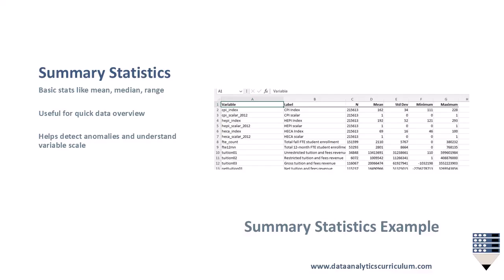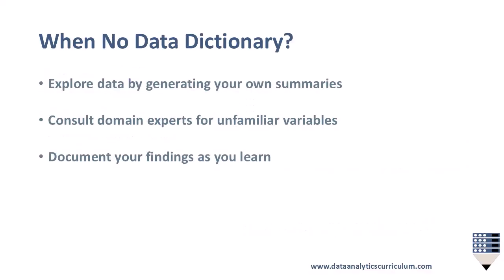Summary statistics. Summary statistics describe numeric variables using simple measures like the mean, median, minimum, maximum, and range. They help you quickly understand the scale and spread of your data. For example, you might see that income ranges from $25,000 to $200,000, or that the median age in your dataset is 35. These statistics provide a quick snapshot of your dataset and can also help detect unusual values or potential errors.